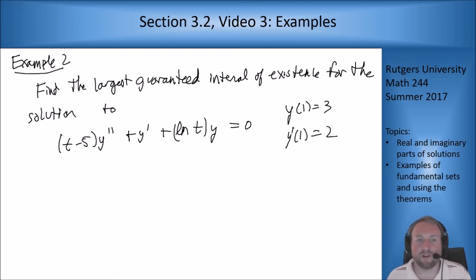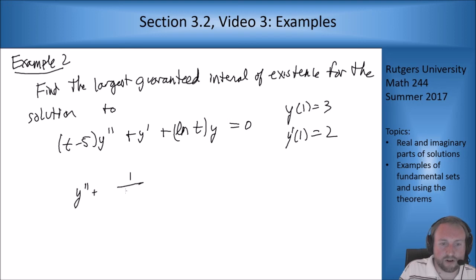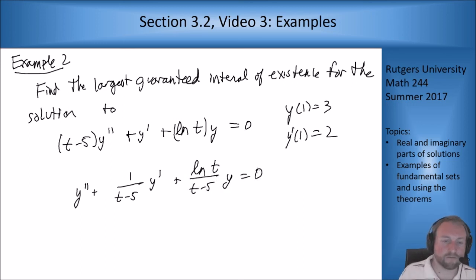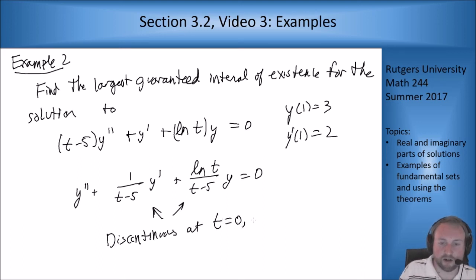Now this problem is pretty simple. This is very close to what we were doing, very similar to what we were doing in section 2.4 about the first order equations. So the first thing we have to do is put it in standard form, which means I have to get rid of the coefficient of y double prime. So I get y double prime plus 1 over t minus 5 y prime plus log t over t minus 5 y equals 0. And now where are my functions p and q discontinuous? Well, these guys are discontinuous at t equals 0 for the log term and t equals 5 for the denominators.